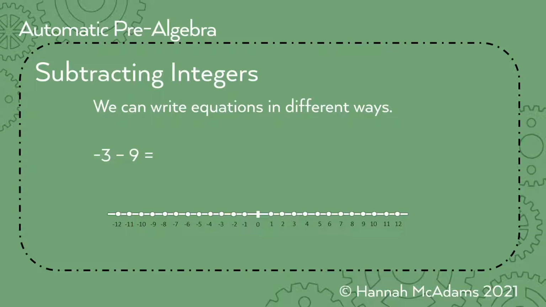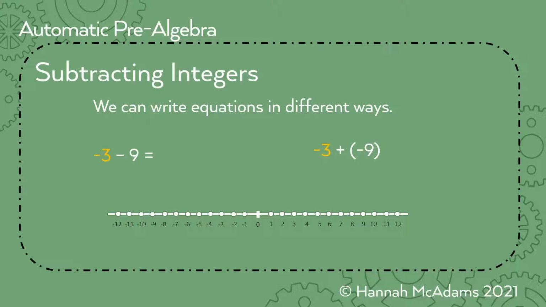All right, so let's talk about negative 3 minus 9. So we start at negative 3, right? And then we go 9 over to the left, because subtracting means going to the left. And the answer is negative 12. Or how else could you write this? Negative 3 plus parentheses negative 9? Yeah.